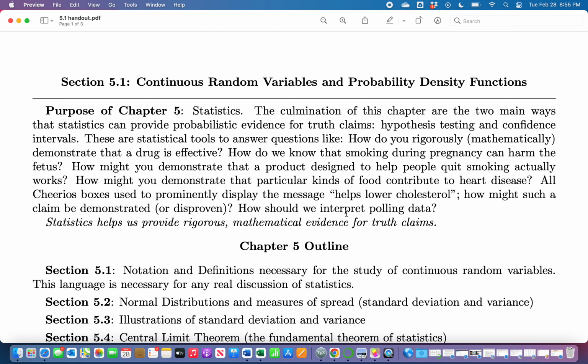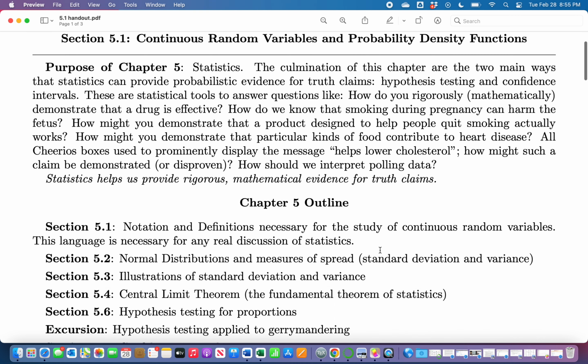Polling data, how do you interpret that kind of information? What is that telling you? All of this stuff relies on statistics, and the punchline is statistics helps provide rigorous mathematical evidence for truth claims. So you can't really overstate the importance of statistics.